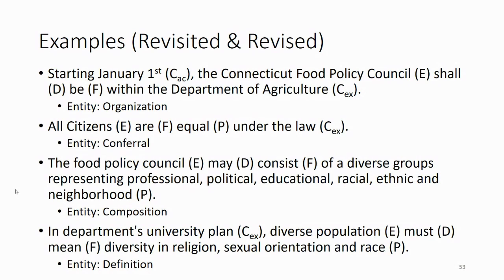The third one composes the Food Policy Council from different groups of different kinds. So it represents a composition relationship. And the last one is an outright definition of diverse populations, what they mean in the context of the department's university plan. So it again characterizes an entity, that is the diverse population, and a definition associated with this.